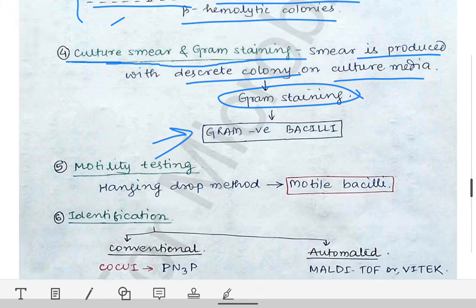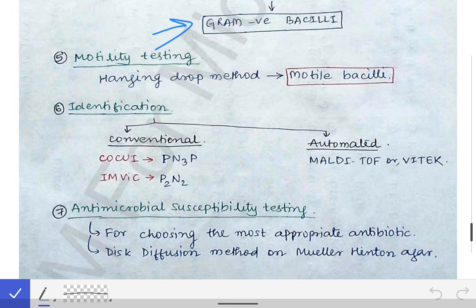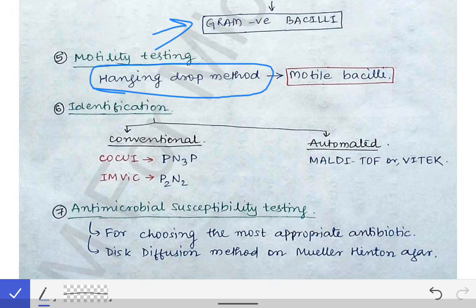Next we do the motility testing. Motility testing helps us in differentiating between different bacteria as well. For the motility testing we choose the hanging drop method. That is the most important method in microbiology for testing motility. There we see that the bacilli is motile, because E. coli is a motile bacilli. What are non-motile? Non-motile are Salmonella, Shigella, etc.